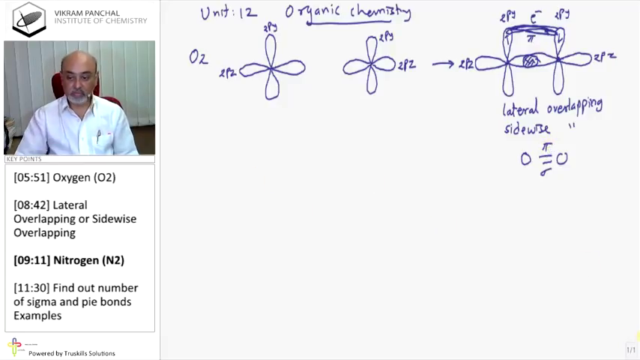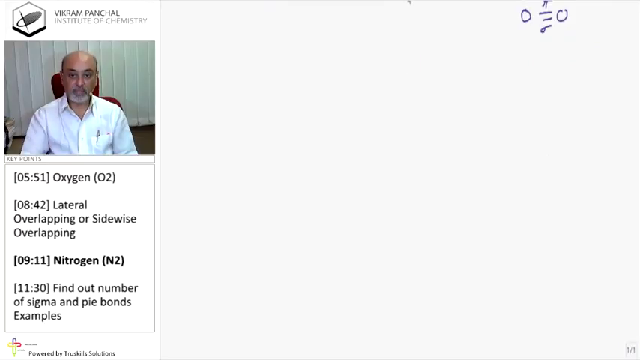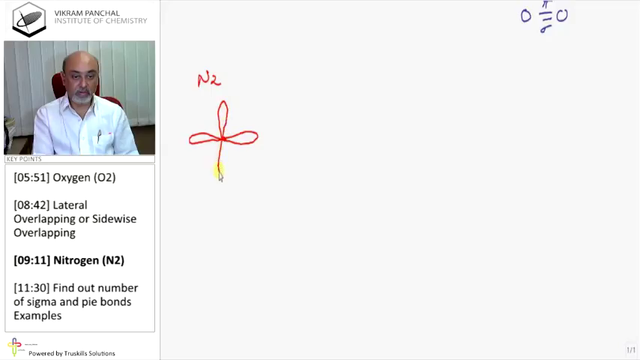Now nitrogen. In nitrogen, there will be triple bond between two nitrogen. So each nitrogen has three unpaired electrons in three different orbitals. Suppose one of them is 2pz, then remaining will be 2px and 2py.